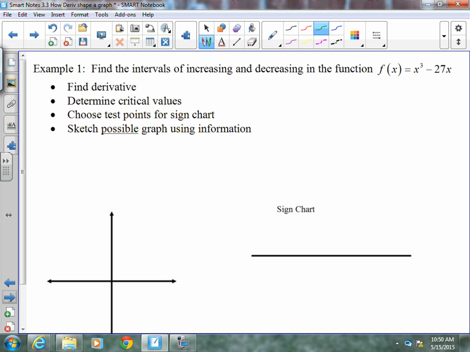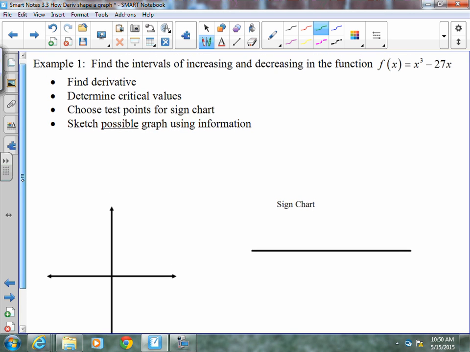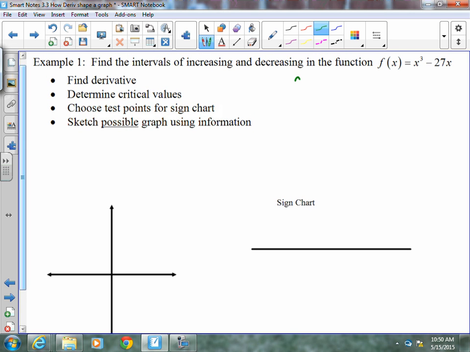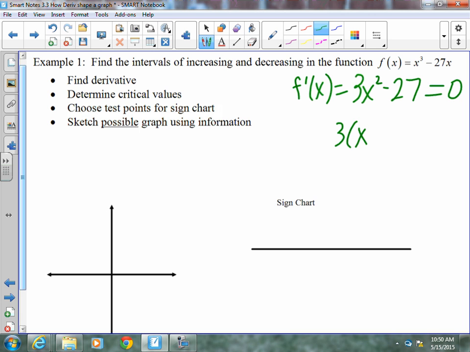Example 1, find all the intervals of increasing and decreasing in the function f of x equals x cubed minus 27x. So, here's what we need to do. We give you the steps here a little bit. Find the derivative, 3x squared minus 27. Determine the critical values, which means we need to set that equal to 0. Factor it. So our critical values are 3 and negative 3.